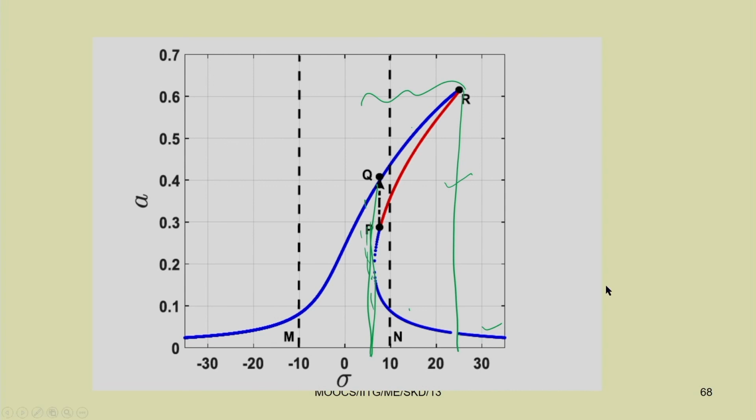If we go on increasing the frequency, that is, sigma the detuning parameter, we can see that at this point r it will jump down to this response. Because after this the solution is not continuous, the system will jump down from r to this point, and due to this jump down the system may break or fail. Similarly, when decreasing sigma, it will follow this path, and at this position it will have a tendency to jump up. So you can have a jump up phenomenon.